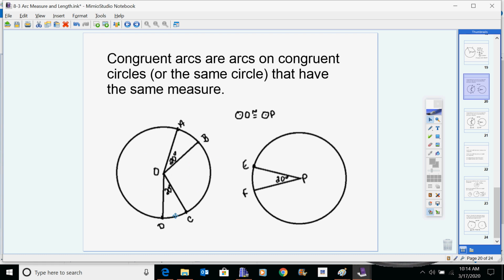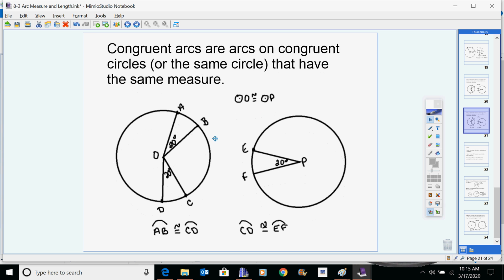Here in the same circle, DC is congruent to AB because they're both 20-degree arcs and they're on the same circle. If we're given that circle O is congruent to circle P, EF would also be congruent to these two. But if the circles were different sizes, then the arcs would not be congruent, because they have to actually be the same length and have the same measure. So that's a little bit different than regular angles.